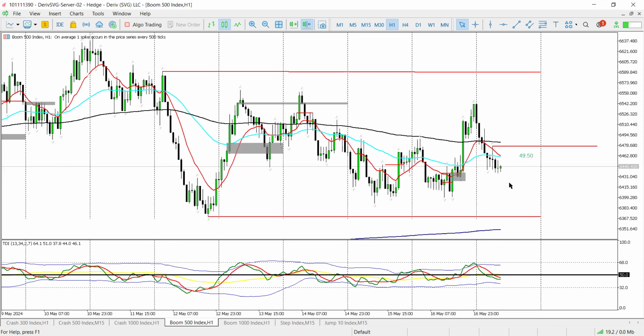So I hope this setup helps. I just thought let me explain since somebody requested me to explain my reason for taking buys yesterday on a day when we didn't really have a bias. So I hope that helps.